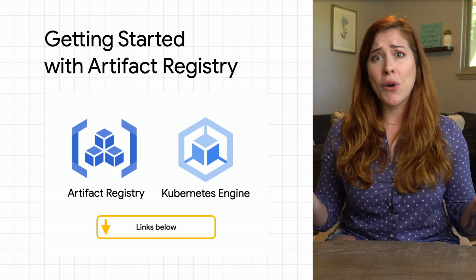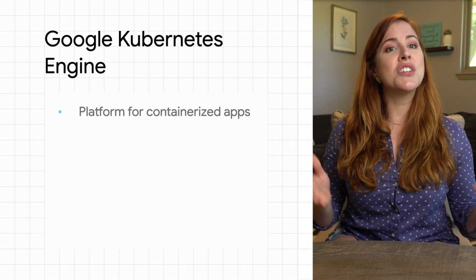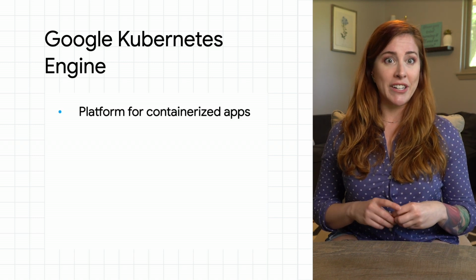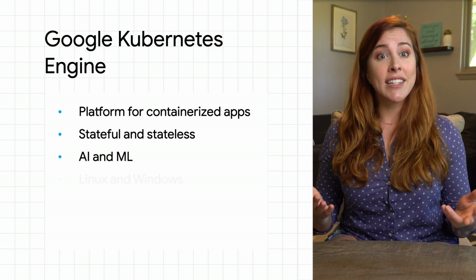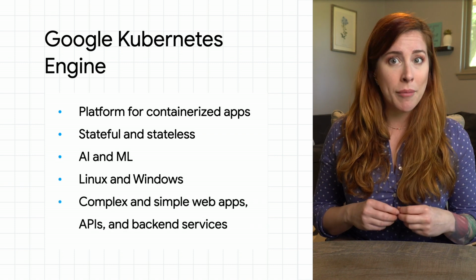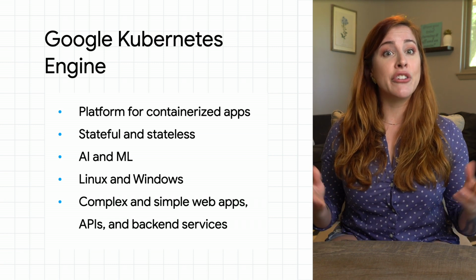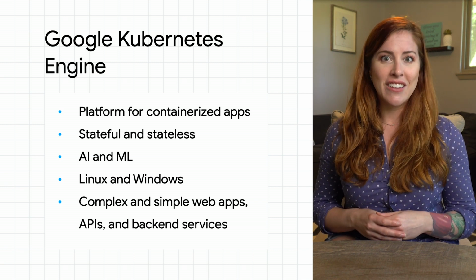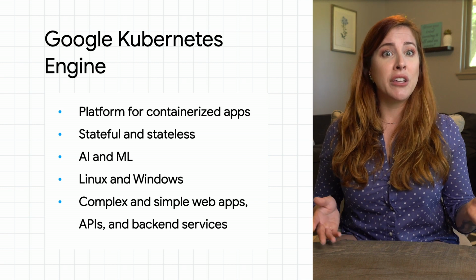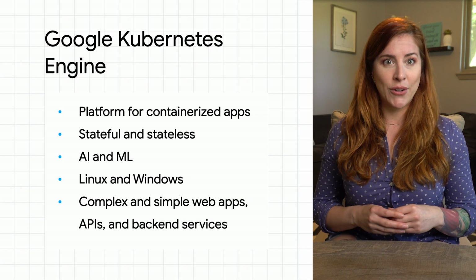Now, there's a good chance that if you're watching this video, you already know about Google Kubernetes Engine, but to get everyone up to speed, let's have a quick overview. GKE is an enterprise-grade platform for containerized applications, including stateful and stateless, AI and ML, Linux and Windows, complex and simple web apps, API, and backend services. You can use GKE to leverage industry-first features like four-way auto-scaling and no-stress management. You can also optimize GPU and TPU provisioning, use integrated developer tools, and get multi-cluster support from SREs.